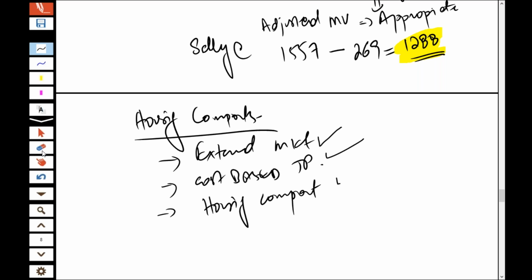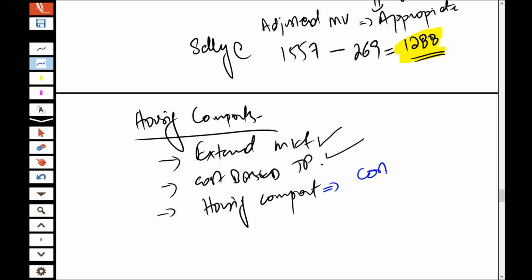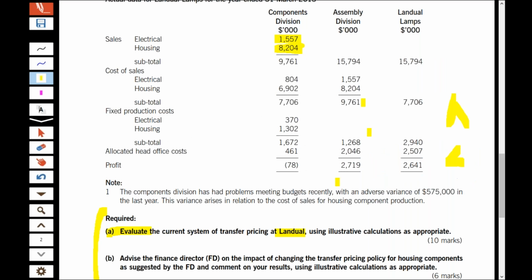But you see the housing component division, it would have been good if this specific component would have actually got a cost plus strategy, like maybe cost plus, let's say 10%, 20%, 30%, etc. Whatever the profit margin of the business is. What is the profit margin of Landwell Lamps? What is the profit margin of this whole company? It's 2641 divided by 15794. It's approximately 16%.